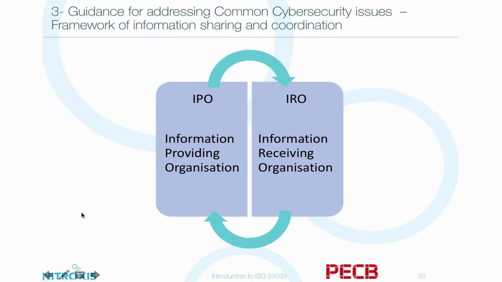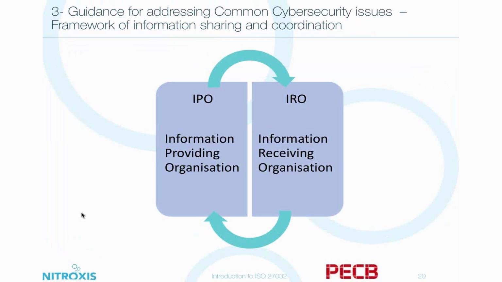Well, this slide is introducing the relationship between, and it's a framework to share, to exchange information. The ISO 27032 standard introduces the concept of IPO and IRO, which the ISO advises should feature heavily in the framework developed for information sharing and incident handling. IPO stands for Information Providing Organization, while on the other side, IRO is Information Receiving Organization, where an IPO, as you can see, can become an IRO and vice versa. So it's such as a client server, finally.